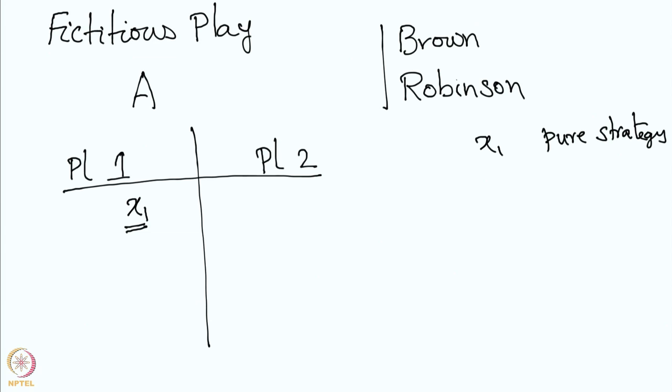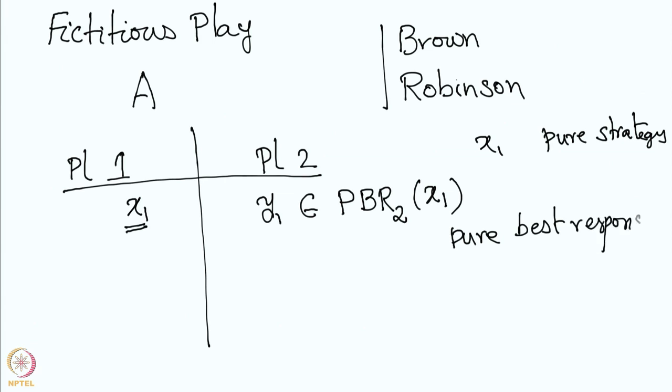Player 2 will then play a best response to x1. Once again, he will choose only pure. So he will look at y1, which is basically a pure best response to x1. Now, in the next round, player 1 observes that player 2 has played y1. So if he has played y1, what should he play? He will look at x2, which is a pure best response to y1.